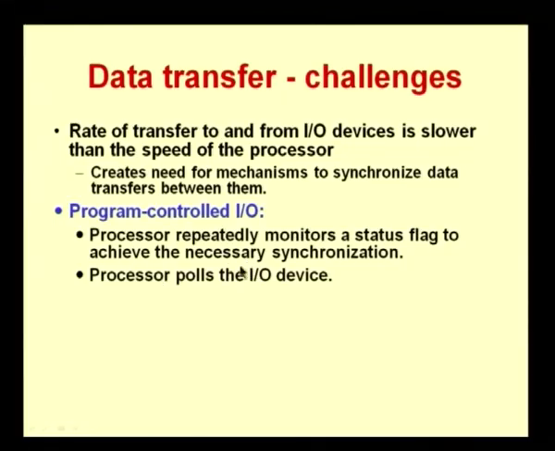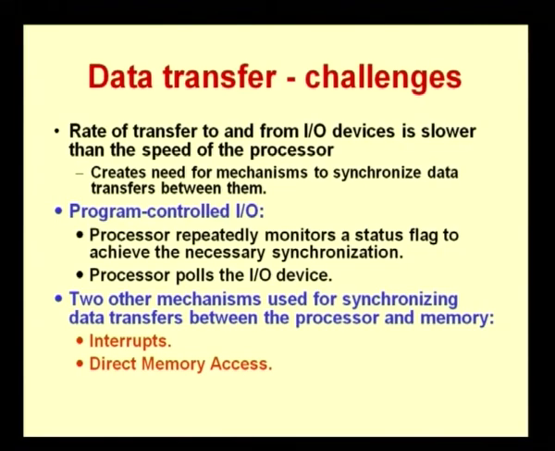We have looked at this in the previous class. In the polling mode of operation, the processor repeatedly monitors a status flag to see whether a device is ready for the data transfer, and when it is ready, it takes the data from that. This is called the polling mode, and we have seen that this is a very slow mode of operation. In order to make things faster, there are two other mechanisms that we look at. One is called the interrupt mode of data transfer, and the other is direct memory access. This is what we need to take a look at in more detail now.